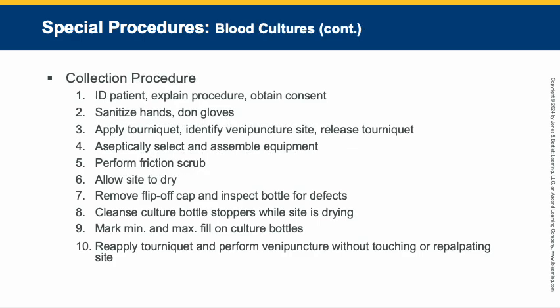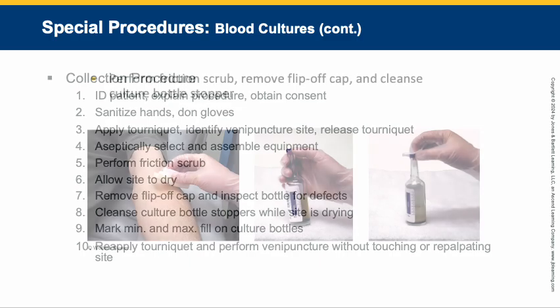Okay, the collection procedure, I'm not going to read that to you step by step, but notice that most of it is the same. You're going to ID your patient, sanitize your hands, put your gloves on, tourniquet. The only thing that is different in here is that friction scrub, and then you're going to allow it to dry, flip off the cap, make sure you look at the bottle for any defects, just like you would tubes. Clean the culture bottle stoppers. Mark the minimum and maximum so that you kind of know where you're at. Reapply the tourniquet, perform the venipuncture, don't retouch the site. See, all that is the same.